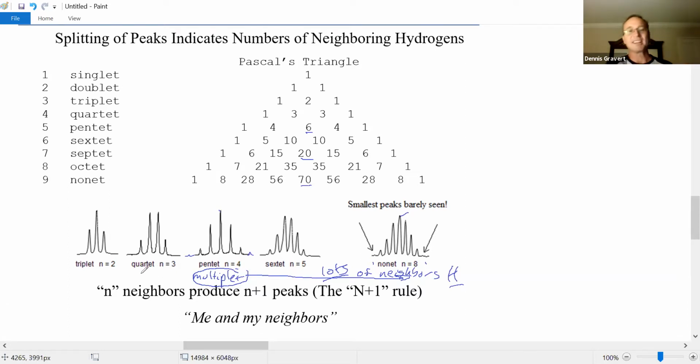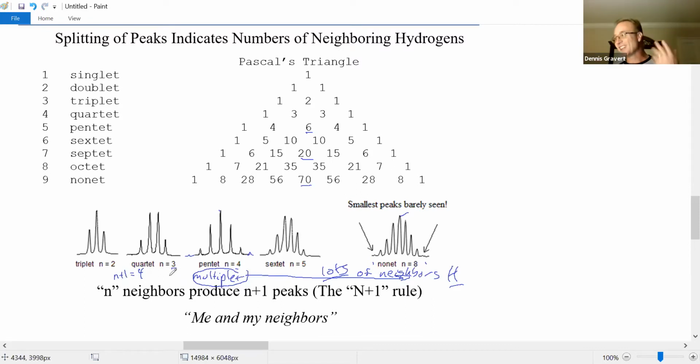So if you're looking at the data, then you have to figure out how many neighbors there are. The way I learned it is n neighbors produce n+1 peaks. That's the n+1 rule. So if you look at this, there's a quartet. That's 4. n+1 equals 4. So what's n? N is 3. You have 3 neighbors.